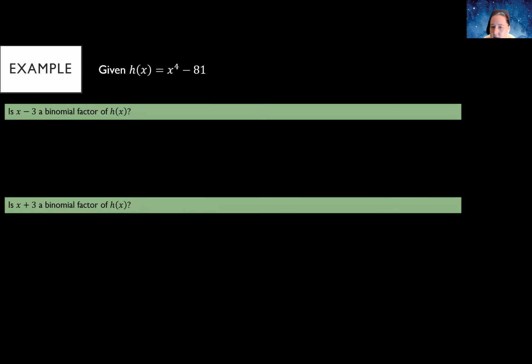So we've got h of x equals x to the 4th minus 81. And the question is, is x minus 3 a binomial factor of h of x? So x minus 3 means that c is equal to 3. And if it's a factor, then f of c needs to be 0. So when we do the synthetic division using 3 on this, we should get 0. And if we do, it's a binomial factor. If we do not get 0, then it's not. So this is using the factor theorem that we are testing here.